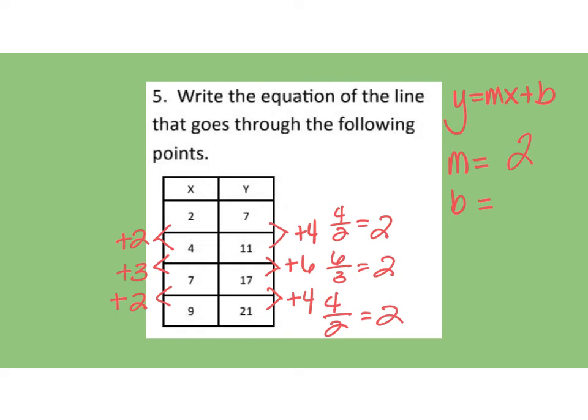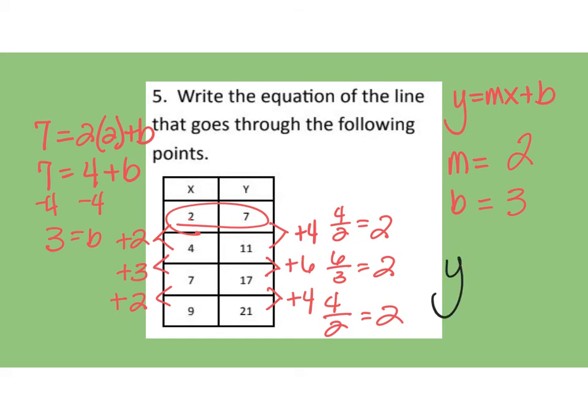Now, the good thing is I have an x and a y and a slope. So I can use my x, y, and slope to find my b. Our y that I'm going to use is 7. So 7 equals, the slope is 2, the x is 2, and now we're going to find the b value. So 7 equals 4 plus b. Subtract the 4 on both sides, so b has a value of 3. Lo and behold, we have everything we need. So the b value is 3. I can write my equation: y equals 2x plus 3.